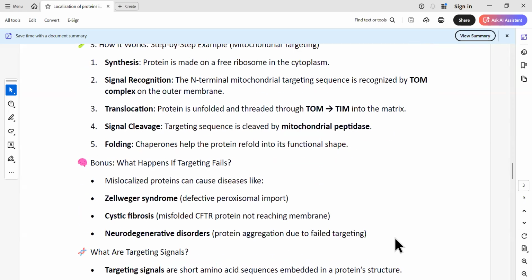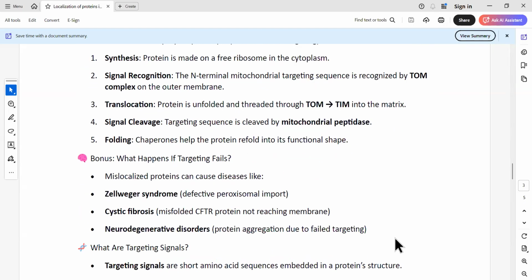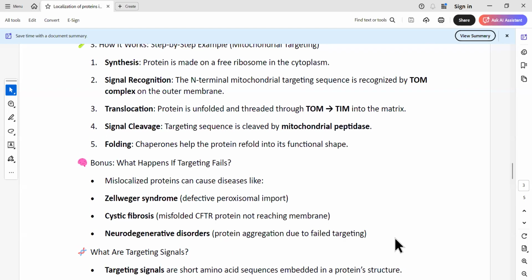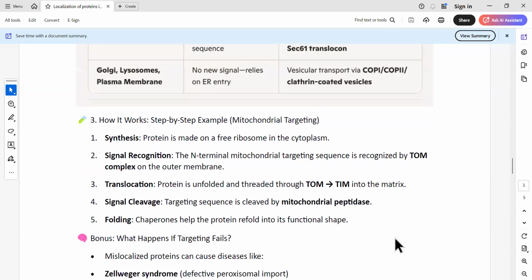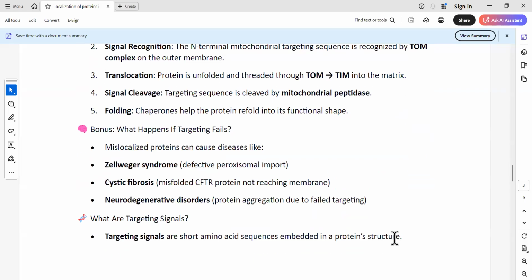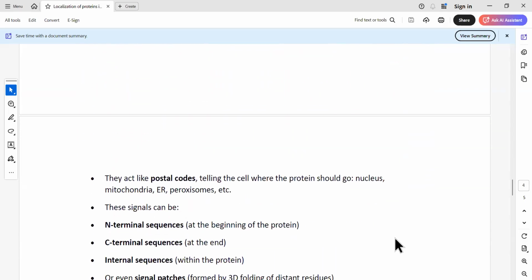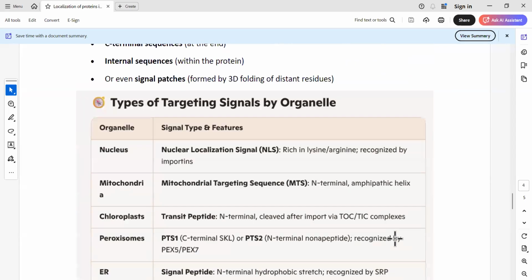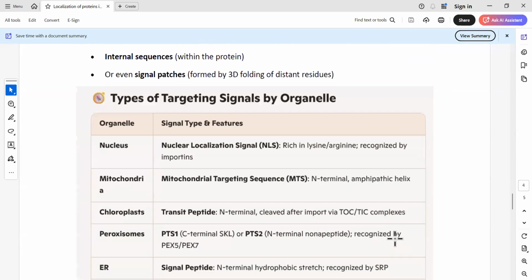So, there are certain diseases other than cystic fibrosis, and the other one, the neural disease that I have just mentioned, Alzheimer's. Other than that, Zellweger syndrome is also caused by defective peroxisomal import. So this I will skip.